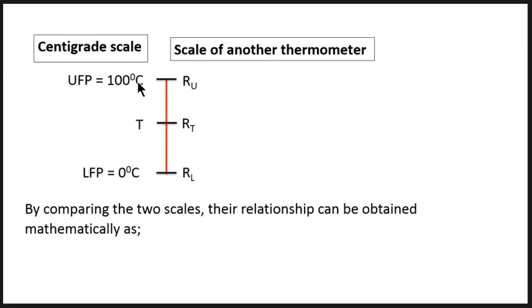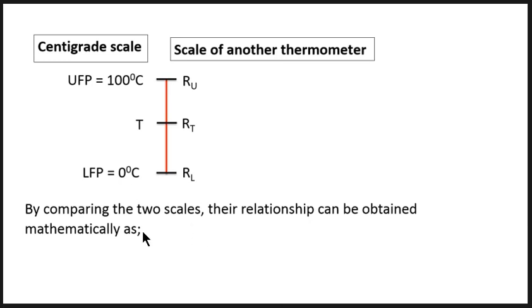If I compare these two, what I just need to do is to subtract the lower fixed point from the given temperature here. Then I divide it by the upper fixed point minus the lower fixed point, and I then relate it to what I have on the other side. What I did here is what I'm going to do on the other side. If I do that exactly, I will get the relationship between both of them.